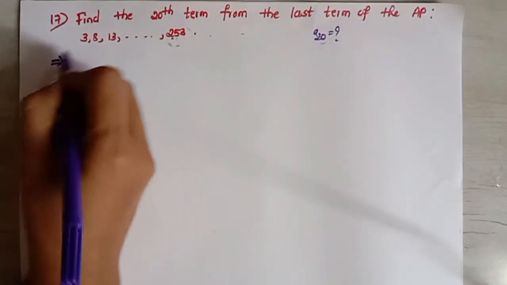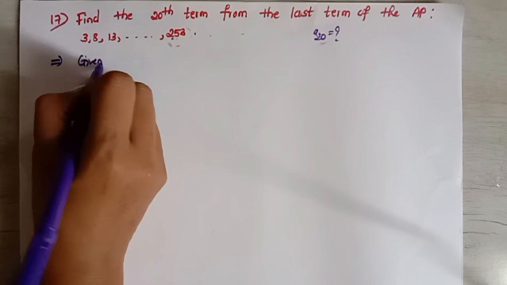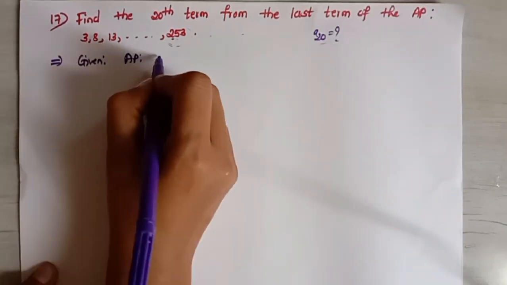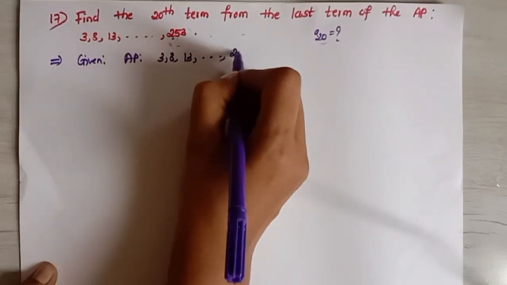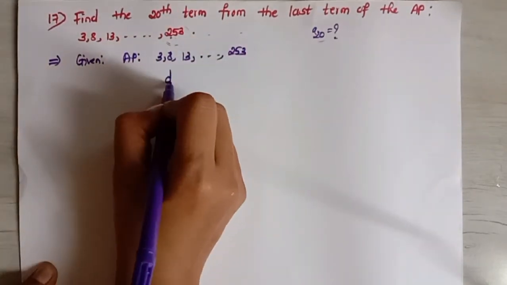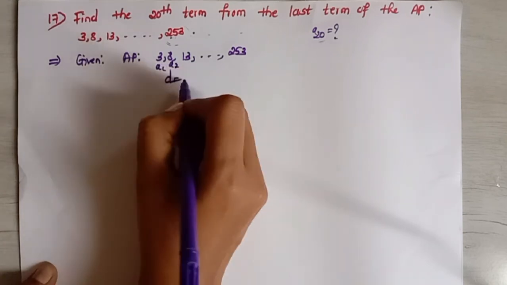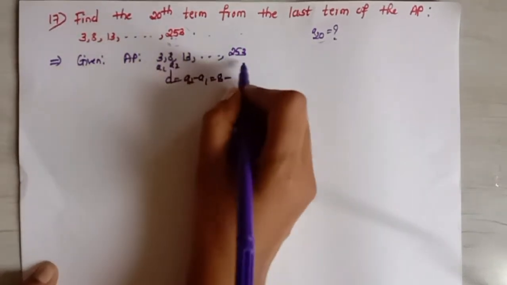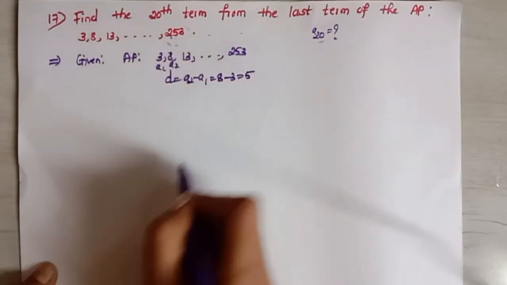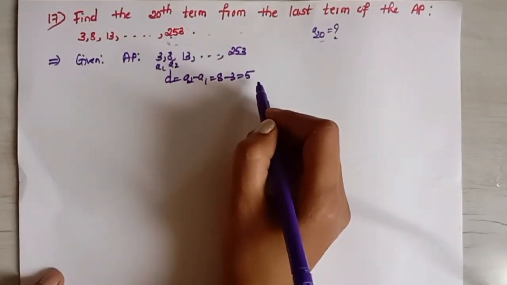So let us write this given AP. The given AP is 3, 8, 13 and so on up to 253. So here what is D? D is A2 minus A1. So what is A2? 8 minus 3, which will be 5. So here D is 5.